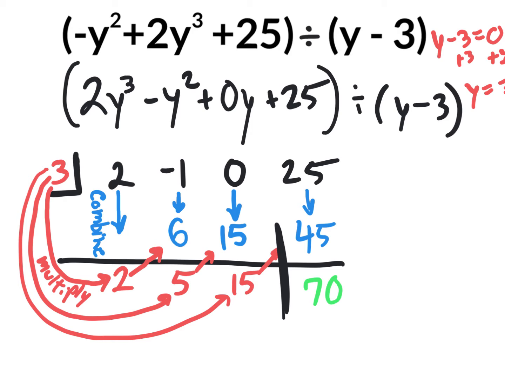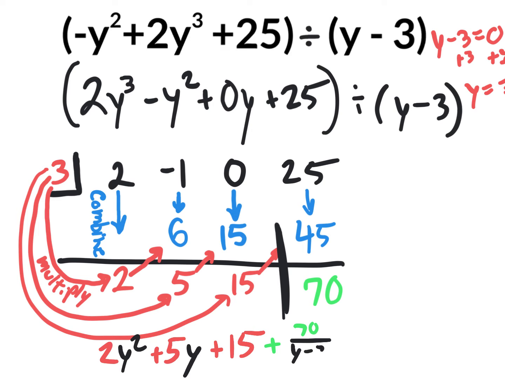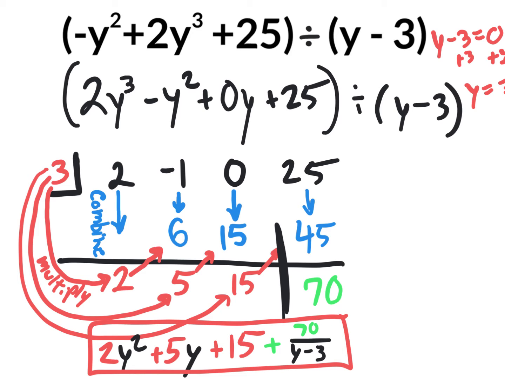The 2y to the second plus 5y plus 15. That's a constant, no y. And then the remainder is a positive 70 over the original divisor, y minus 3. I know, amazing. I know you guys are thinking, man, that's kind of confusing. Yeah, it's the first time you see it, but it's like riding a bike. Once you do it a couple of times, you're like, man, this is cake. I don't need to think about pedaling. It's just gonna flow pretty easy.